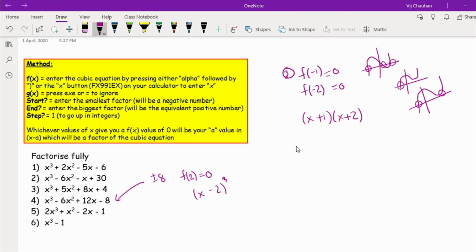Or it could be something that can't be factorised. So it could end up where your 2 roots are going to be surds, so you can't factorise it. And again, this is where this method is flawed.